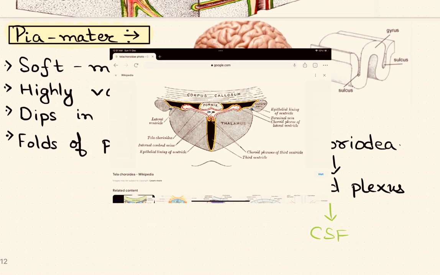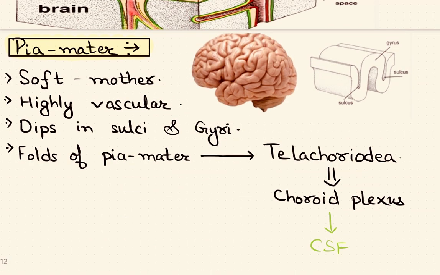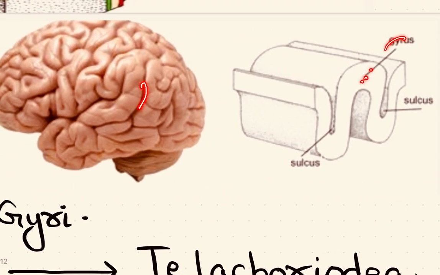Now, what we are going to study here is the pia mater. What is the pia mater? Pia mater is the soft mother which is highly vascular. That means it has a good blood supply and is very close to the cerebral cortex and other parts of the brain. It dips into sulci and gyri. What are these sulci and gyri? You can see this is the cerebrum. These elevated areas are the gyri, and the depressions are the sulci. If a sulcus becomes deeper, then it is known as a fissure.